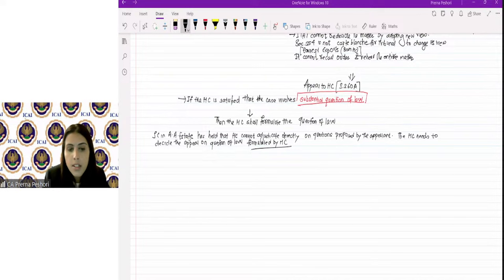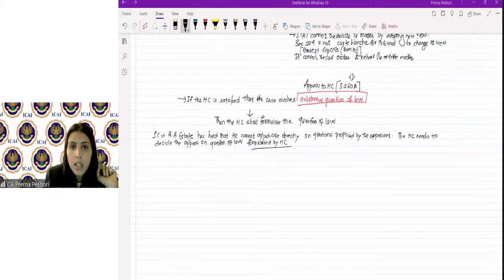Are we clear? If I filed an appeal and I think there's a question of law, but actually it is not, then who will decide that? Namrata, the High Court has to decide whether there is in fact a question of law existing or not. Are we clear? Yes or no, students? Any questions other than this?